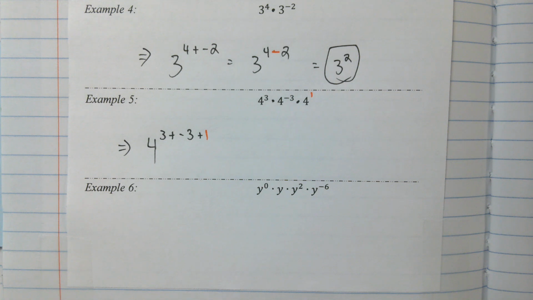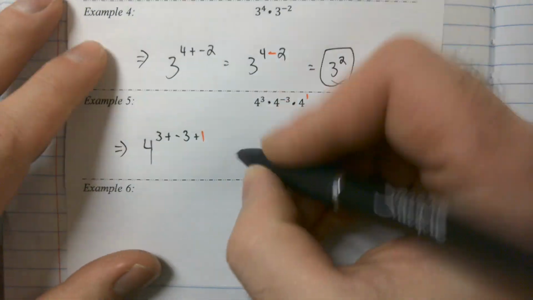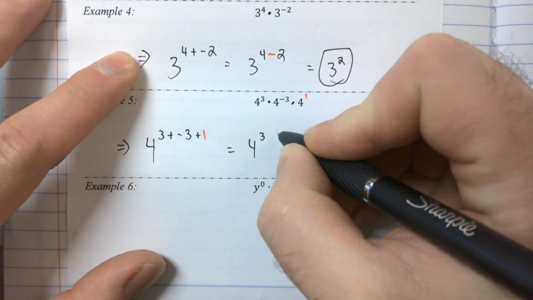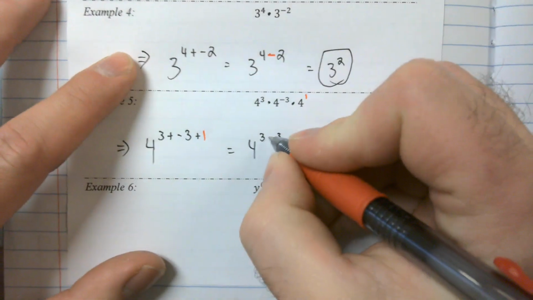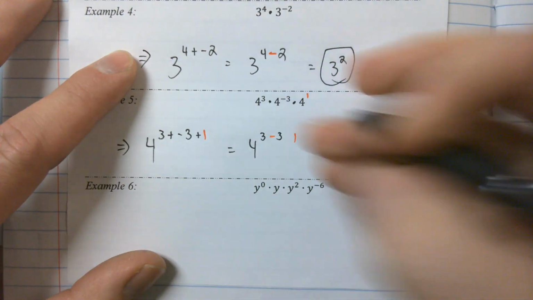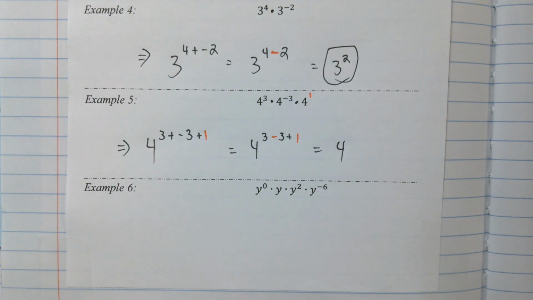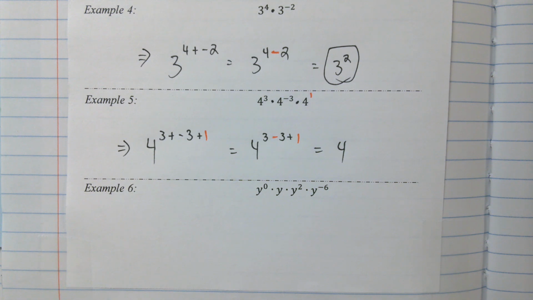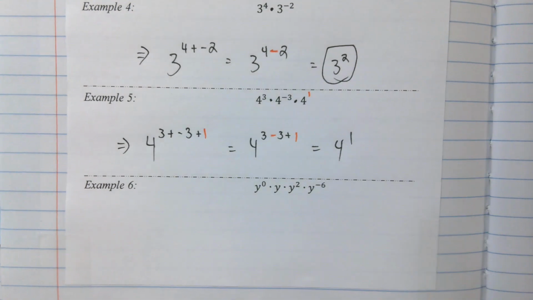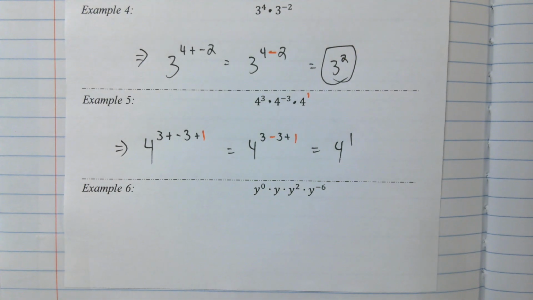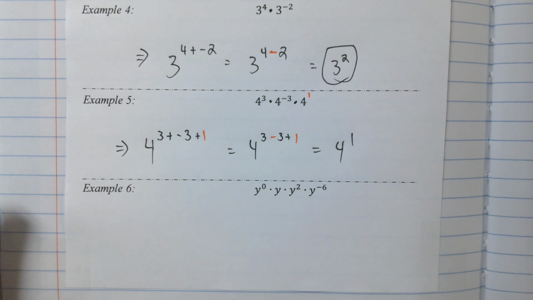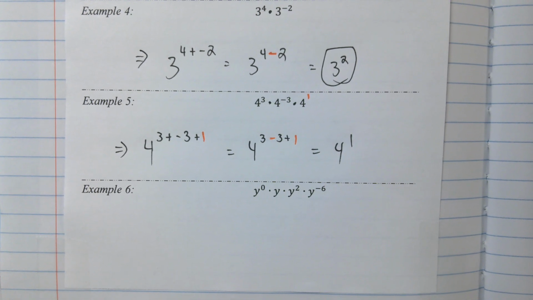Once again, what happens when we have a plus directly next to a minus? What does that make? Negative. A negative, okay. So now I got 4 to the power of 3 minus 3 plus 1. What is 3 minus 3? 0. Plus 1? 1. So we get 4 to the power of 1. What is 4 to the power of 1 equal to? 4.